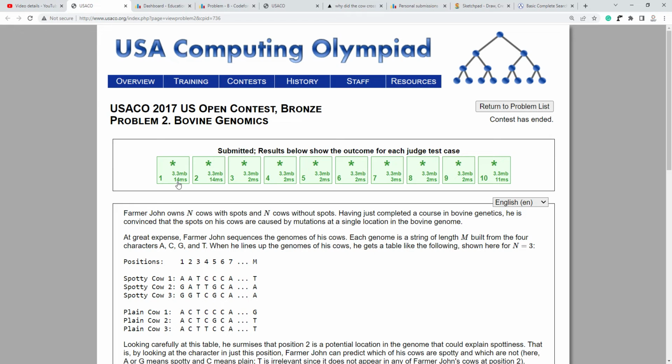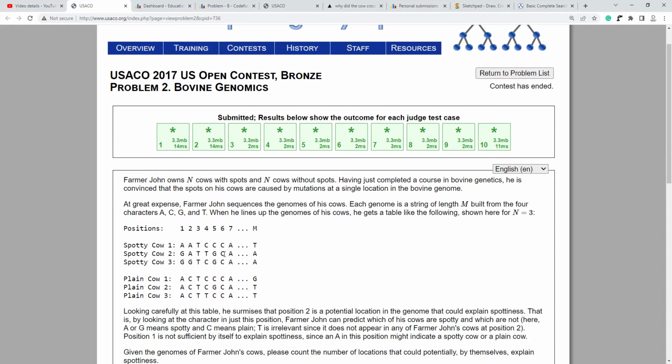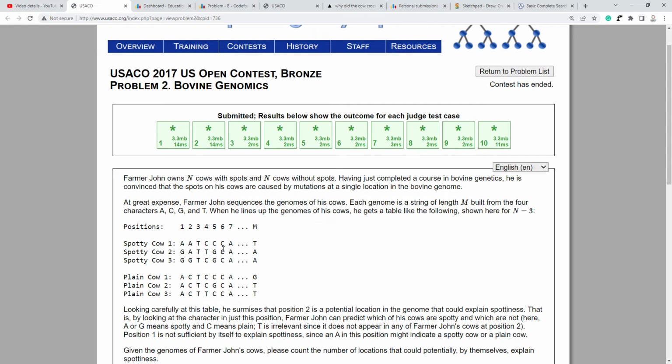USACO 2017 U.S. Open Contest Bronze. Problem 2, Bovine Genomics. Farmer John owns N cows with spots and N cows without spots. Having just completed a course in bovine genetics, he is convinced that the spots on his cows are caused by mutations. At great expense, Farmer John sequences the genomes of his cows.